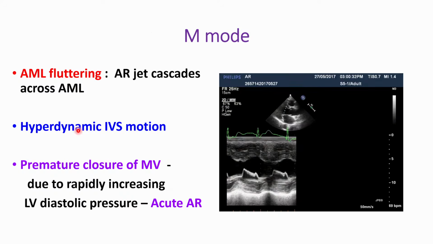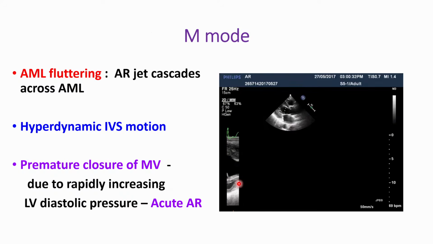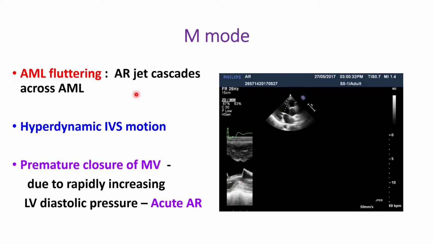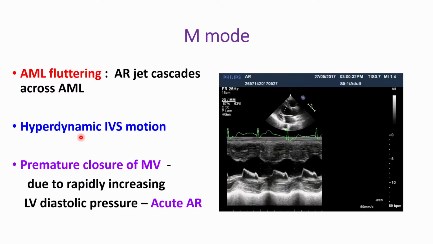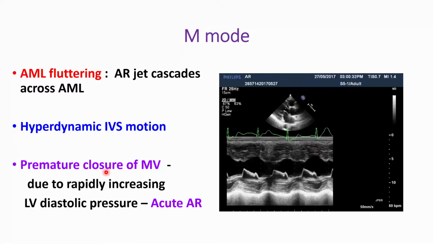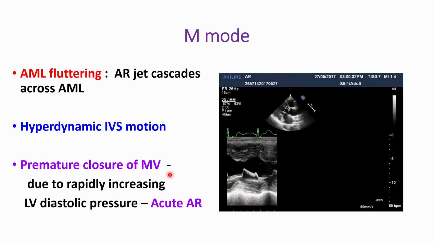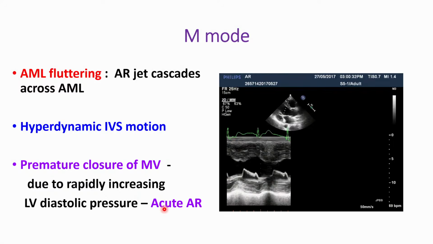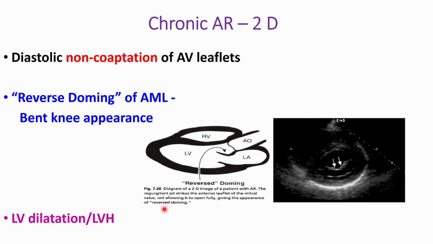So in the M mode, as I told, we look for the fluttering of the anterior mitral leaflet. That suggests severe AR. Then hyperdynamic interventricular septum, where we can see the hyperdynamic motion of the septum. Premature closure of the mitral valve due to rapidly increasing LV end diastolic pressure can be seen in acute AR. Non-coapting leaflets at the aortic valve level, which we can make out in the parasternal short axis view at aortic level, also suggest severe AR.